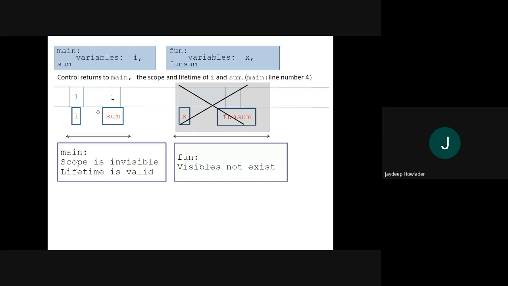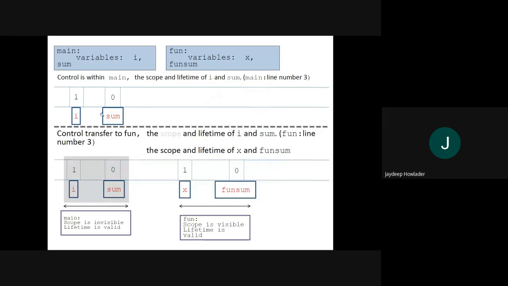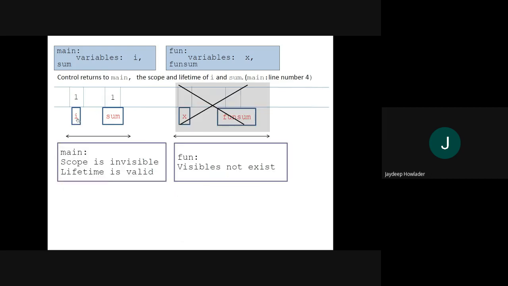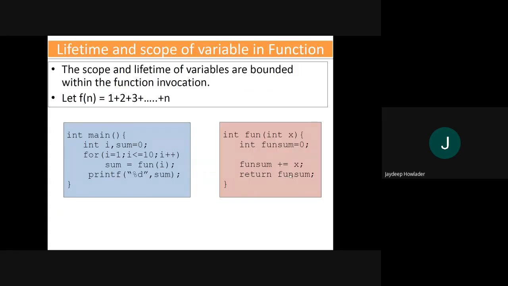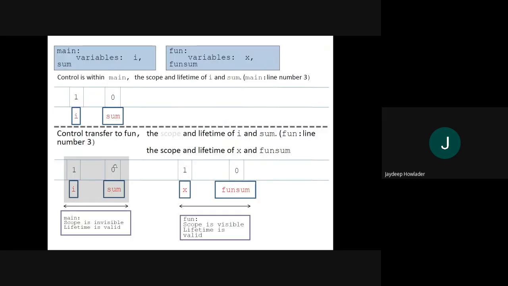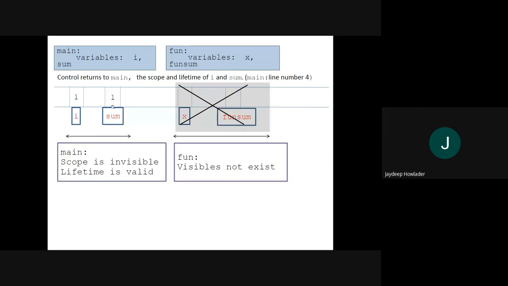So now the shaded part, in the previous slide, what was shaded, now when it returns to the main, the shaded part has vanished, so they become accessible. So the program says that when it returns the func, the func is assigned to the variable sum. So we'll get the value of 1 in the sum.